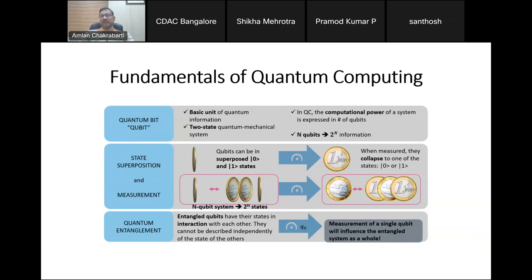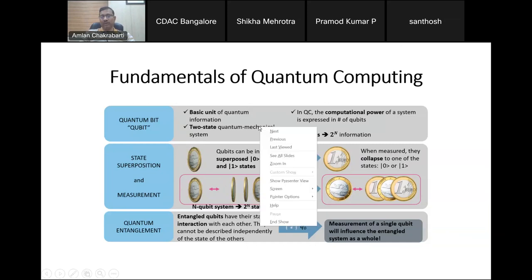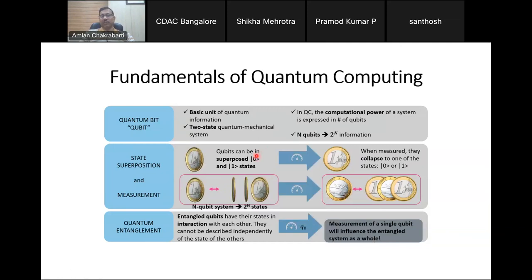What it means is that we have a basis state. If you are going for a single qubit quantum system, the basis states are 0 and 1, as shown in this slide. The quantum superposition enables a single qubit quantum state to simultaneously exist in 0 and 1. Now, this is very, very difficult to visualize, right? But it's true.